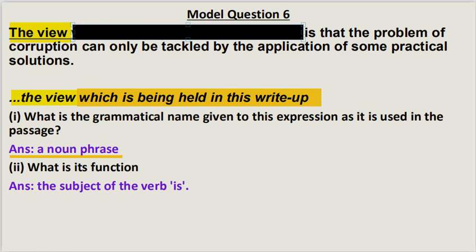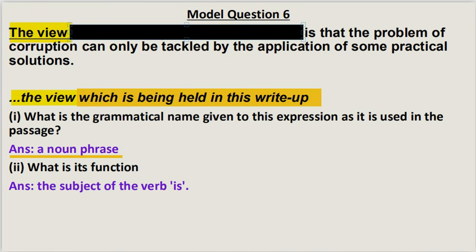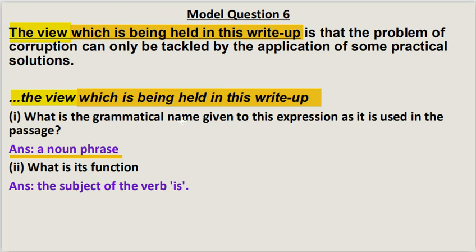We can say the view is that the problem of corruption can only be tackled. Can you see? Even without the clause, you can see that the phrase is more important than the clause. For this reason, it is the phrase that overrides the clause. Hence, the phrase and the clause qualifying it all together is still a noun phrase. Let's go to the last model question for this video.